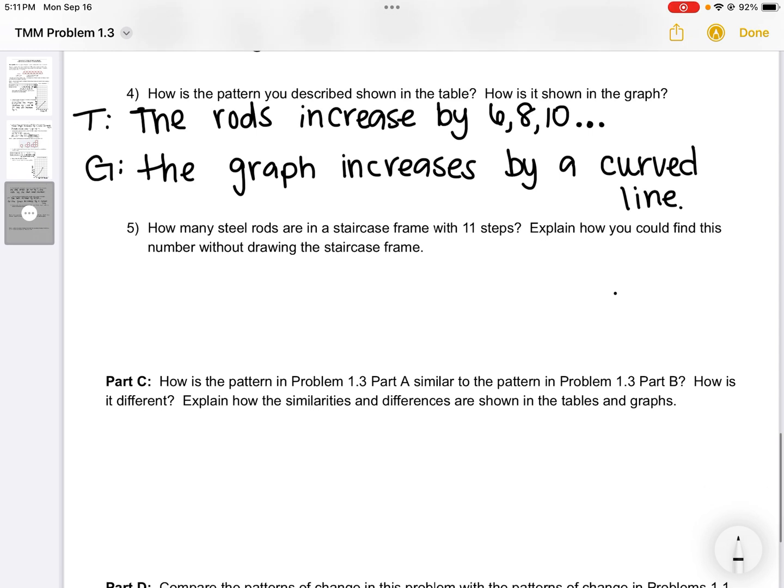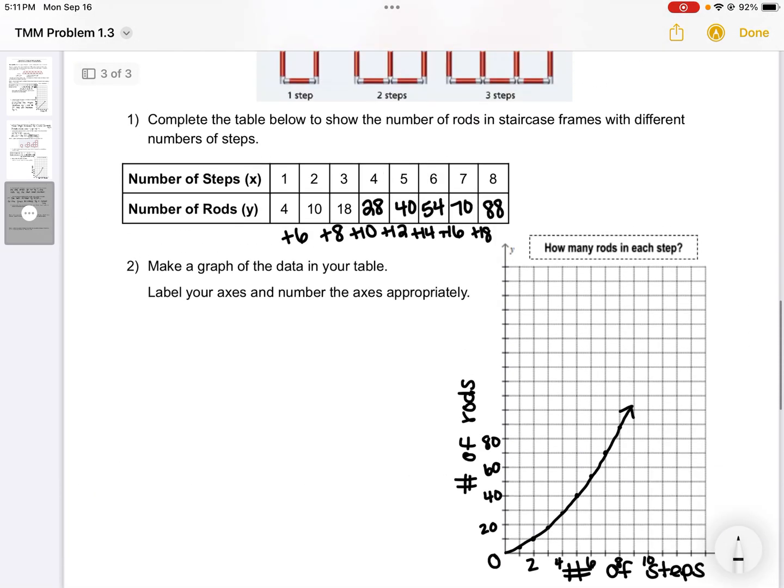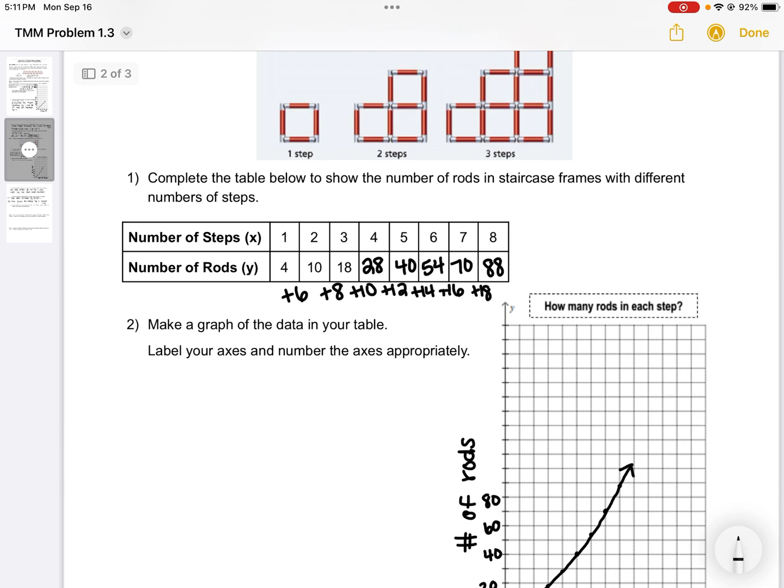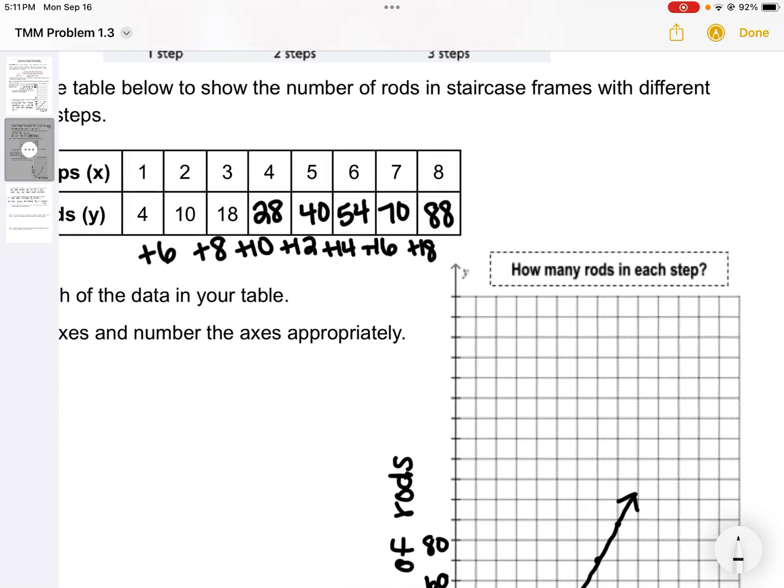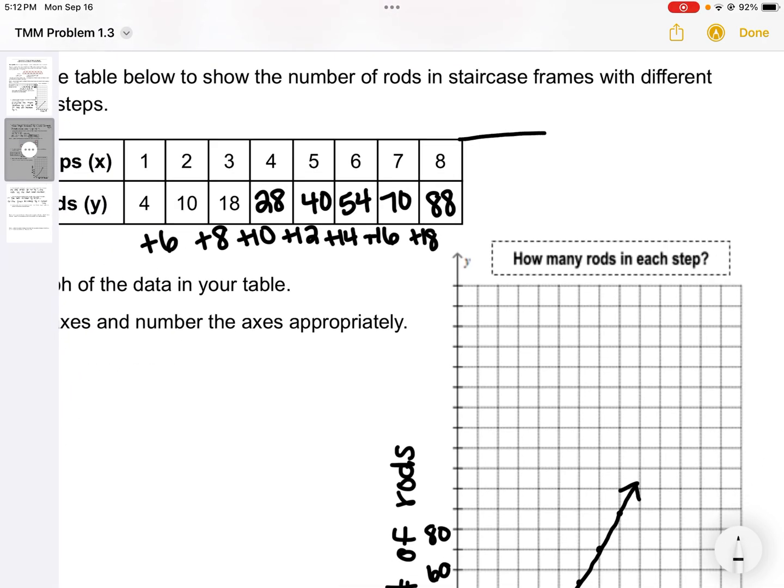So number 5 says, how many steel rods are in a staircase frame with 11 steps? Explain how you could find this without drawing the staircase frame. What we could actually do is go back up to your original table, which we are, and we can just continue the pattern. So if it wants 11, I'm going to draw 3 more boxes on. Here is 9, here is 10, and here is 11.